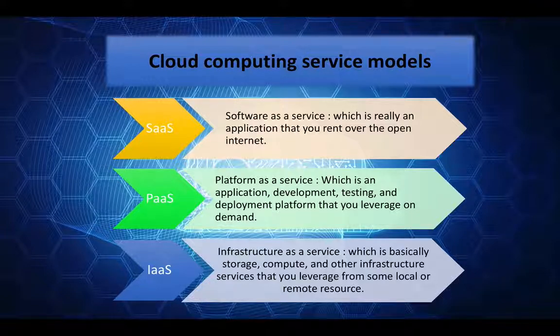Cloud computing service models. As defined by NIST, there are 3 major cloud types: software as a service, which is really an application that you rent over the open internet; platform as a service, which is an application development, testing, and deployment platform that you leverage on demand; finally, infrastructure as a service, which is basically storage, compute, and other infrastructure services that you leverage from some local or remote resources.